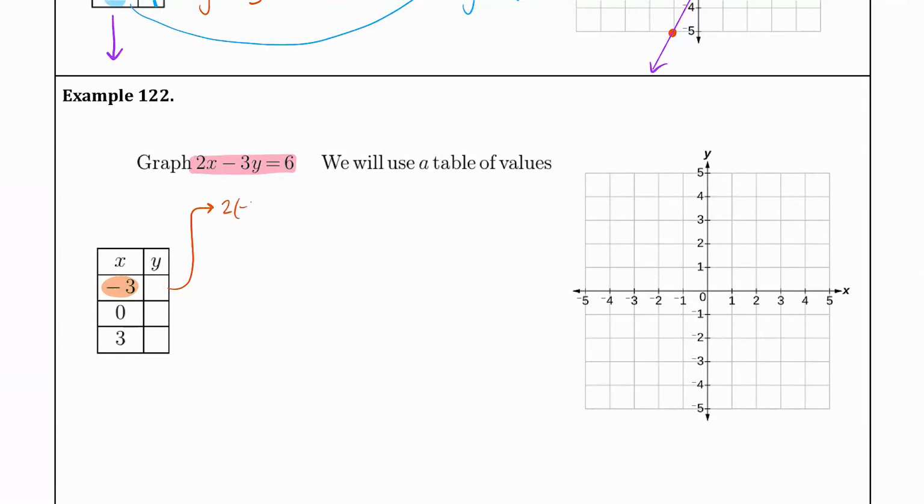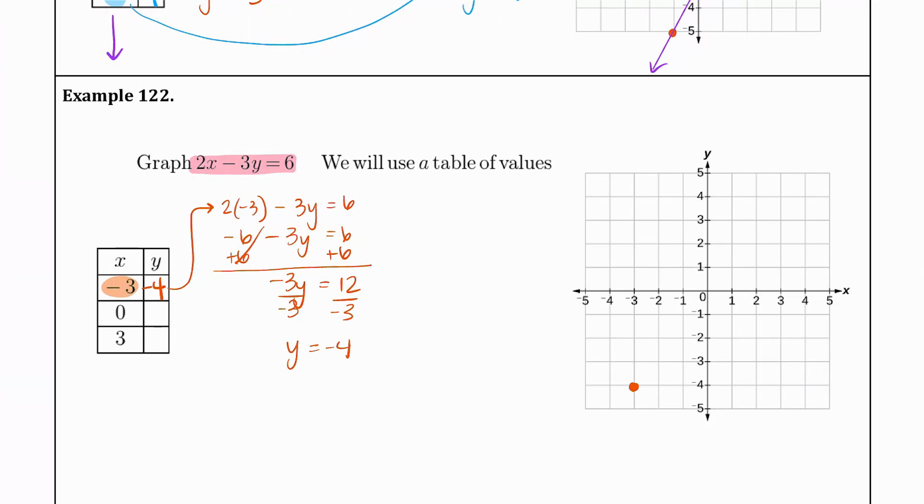So I have 2 times -3 minus 3y equals 6. 2 times -3 is -6. Minus 3y equals 6. If we add 6 to both sides, because we're trying to isolate y, we get -3y equals 12. If we divide both sides by -3, we get y equals -4. So our first ordered pair is -3, -4. We go left 3, down 4.